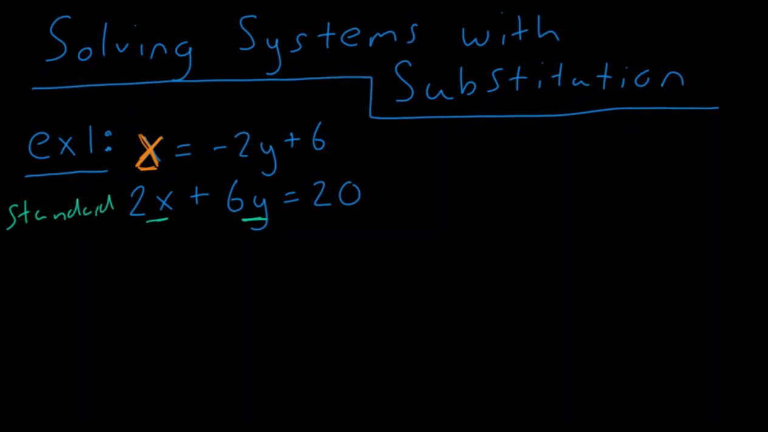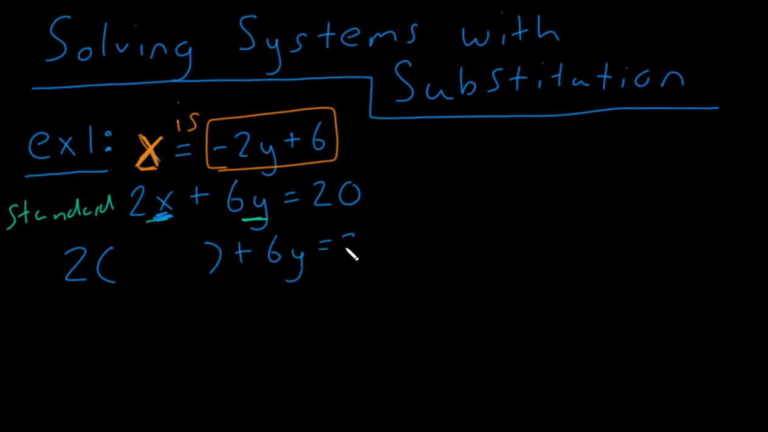Well, where we have x equals, or the variable by itself, I want you to write the word "is" above the equal sign. I think this is very helpful. What we're saying is that x is negative 2y plus 6. So, as I read this second equation from left to right, what we have is 2, and because it's x is, we're going to replace this with a very large parentheses. So we have 2x plus 6y is equal to 20.